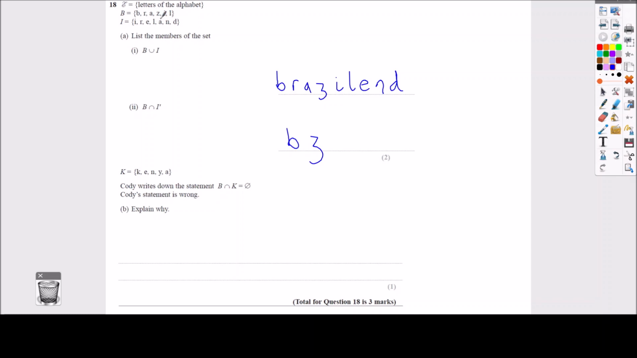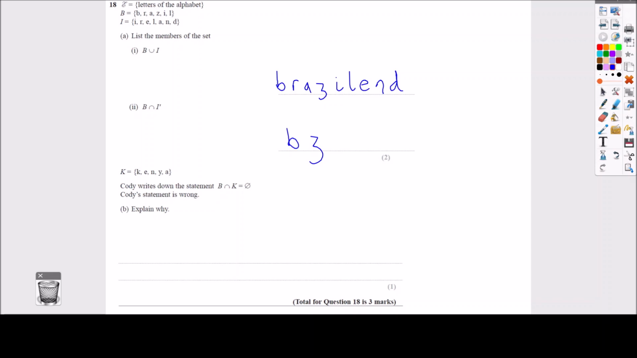The I isn't and the L isn't. So it's just B and Z, I think. Let me just double check. The letters that are in Brazil and not in Ireland. So that's the B, the Z, and that's it.